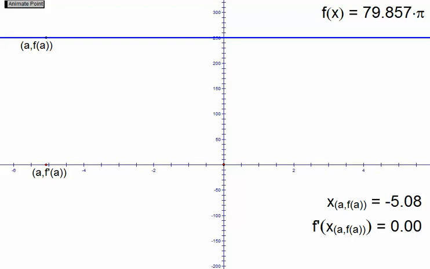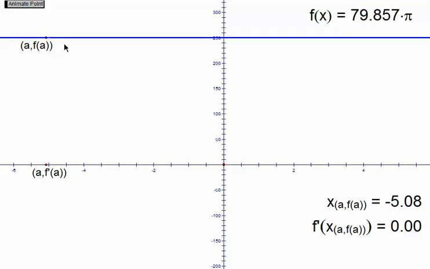Hey guys, here's a video to go through some of the examples of what I was talking about today, about the derivative itself being a function. So we start out with this function here, f of x equals 79.857 pi. Here's the graph of 79.857 pi. My question to you is, what does the derivative of this function look like, based on what you know about the derivative and it being slope?